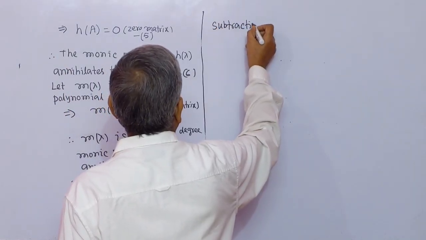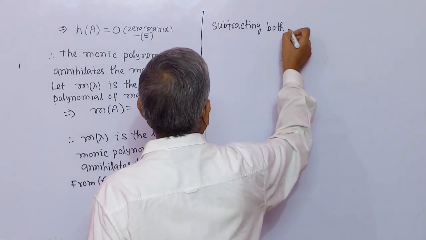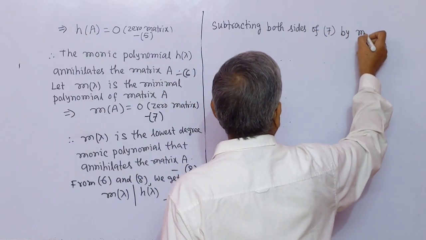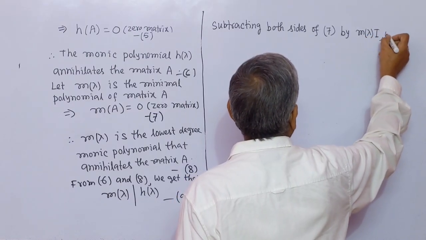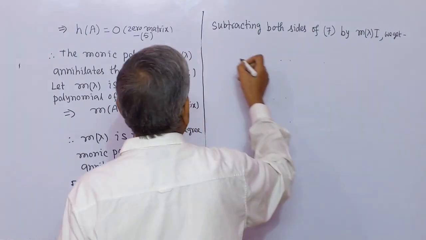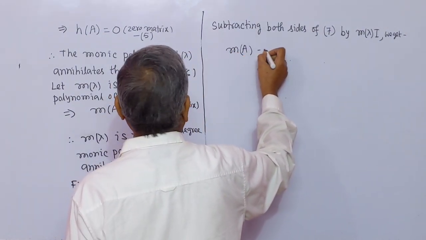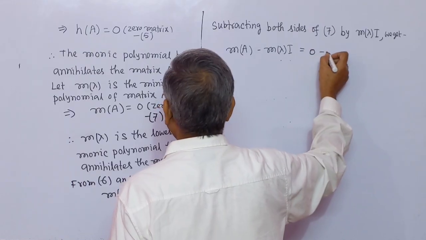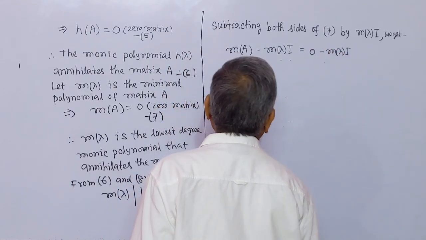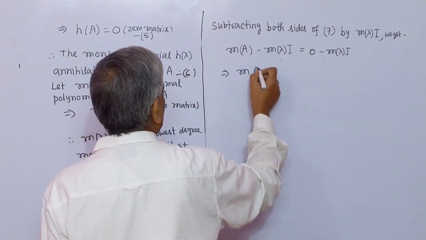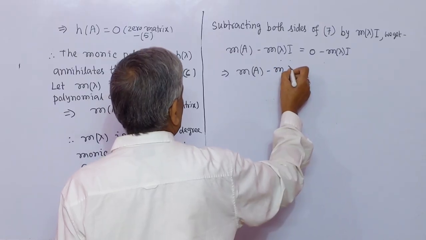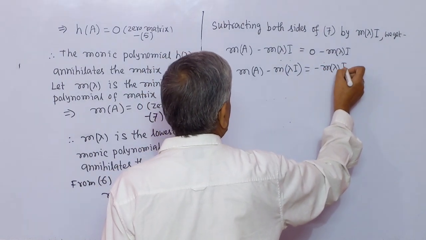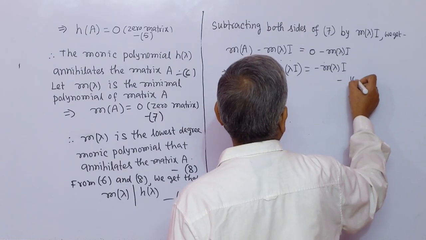Subtracting both sides of 7 by m lambda multiply unit matrix, we get m A minus m lambda I equal to zero matrix minus m lambda I, implies that m A minus m lambda I equal to minus m lambda I. This is number 10.